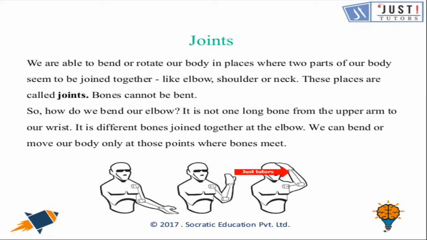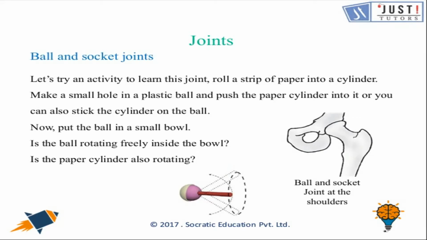Moving ahead, we are going to learn about different kinds of joints. The first one on the list is ball and socket joint. Now this can be very easily explained when you roll a strip of paper into a cylinder and make a small hole in a plastic ball and put that cylindrical piece inside the ball. Now try to think about the range of motion that the cylindrical piece can have. Now this kind of joint is called a ball and socket joint.